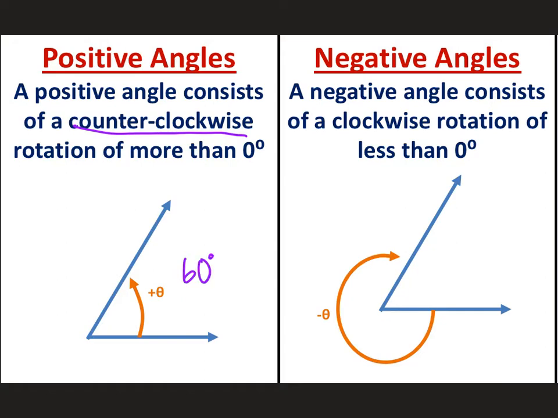Now, if our angle opens up the opposite direction in a clockwise manner, we get what's called a negative angle. So in this case, instead of being positive 60 degrees, even though these two angles are the same, we could say this is also a negative 300 degree angle if we measured around in the opposite direction. So counterclockwise, we measure as positive angles. Clockwise, we measure as negative angles.